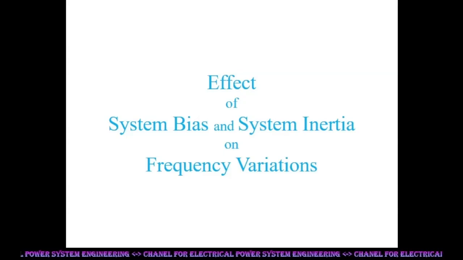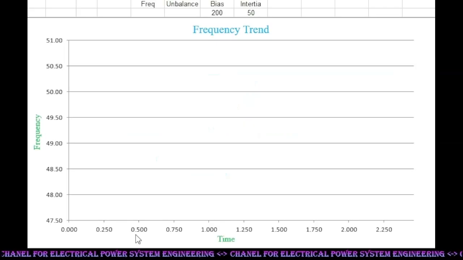Three factors influence frequency variation. 1. Unbalanced power forces frequency deviation. 2. System bias and system inertia control frequency deviation. This is a chart of frequency against time, showing frequency variations under different conditions. Four parameters: system frequency, unbalanced power, system bias and system inertia are as shown.